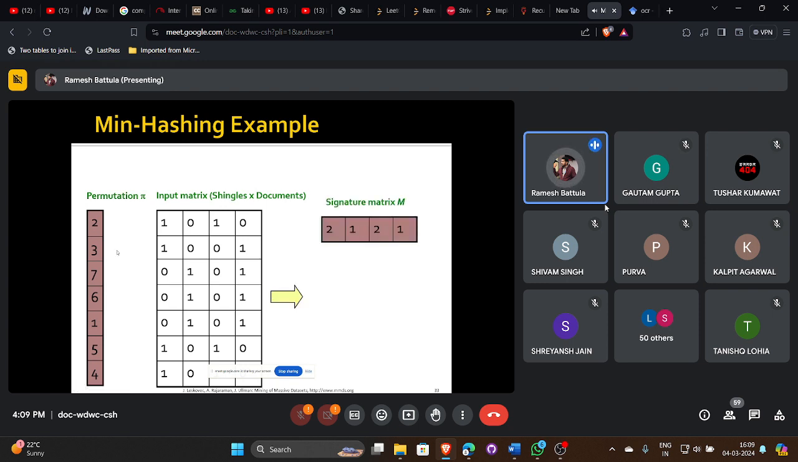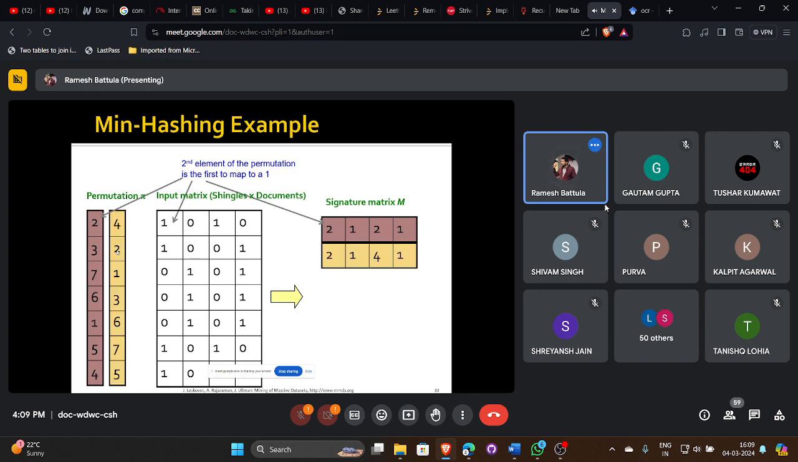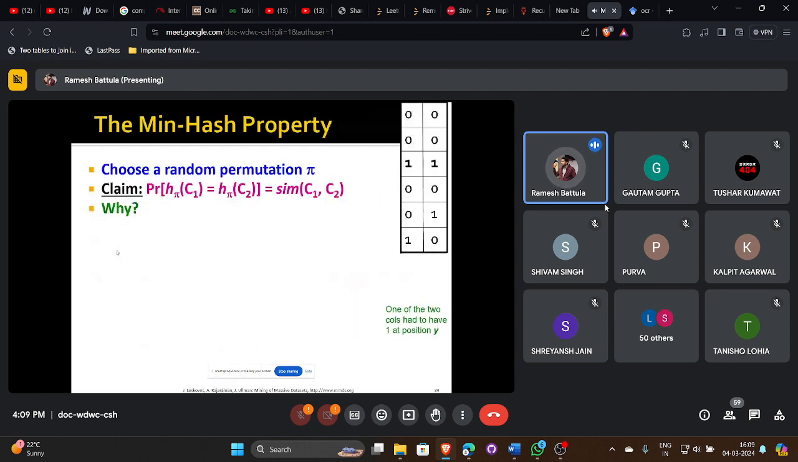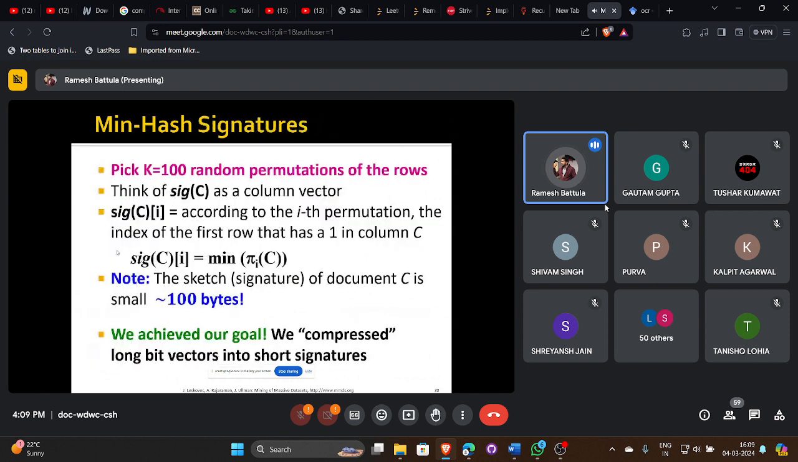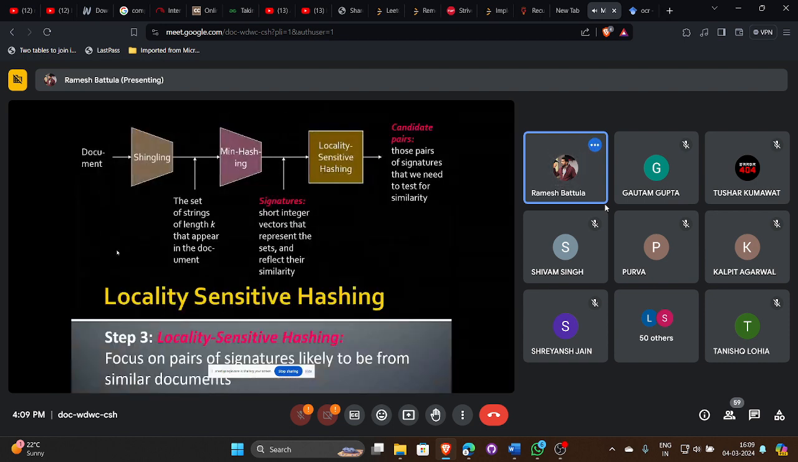you try to find the signature of the matrix. You know how to calculate the signature of the matrix; we discussed that in the last class. The same way you need to find all the signatures. So finally you need to calculate the signatures and similarities. Now we are landing on the main task in our discussion, that is locality sensitive hashing.